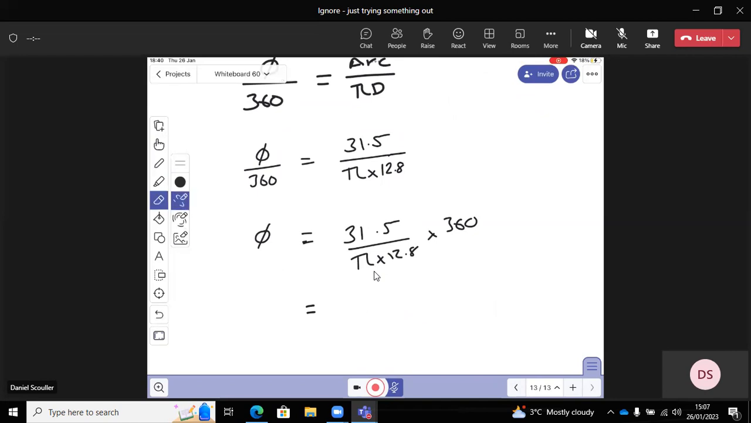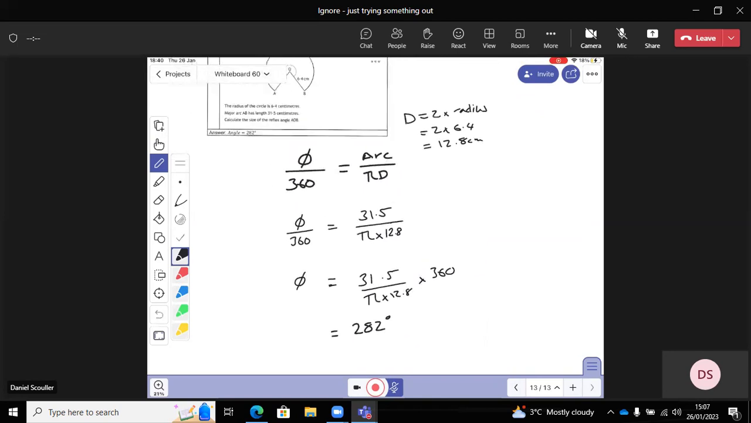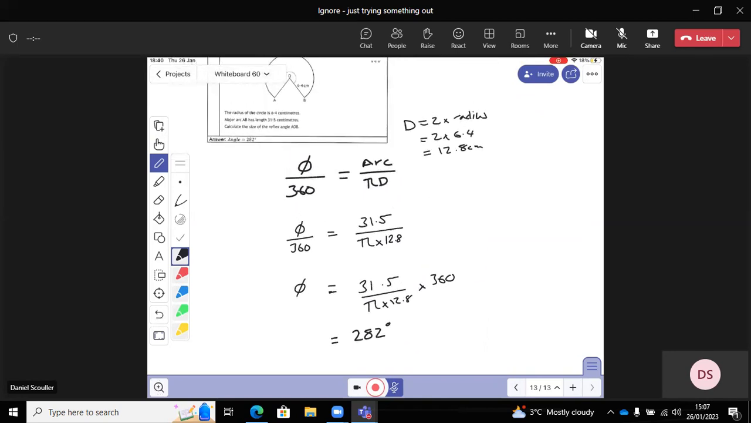Let me write it out a wee bit better. That wee circle I put means degrees. So 282 degrees. So that's the angle. So actually quite a nice question.